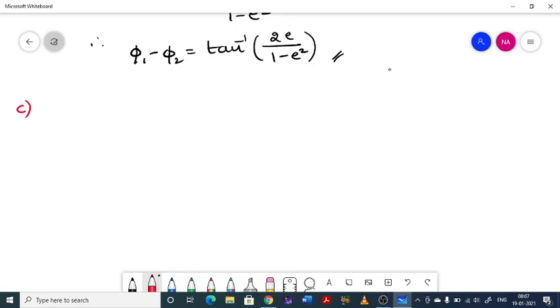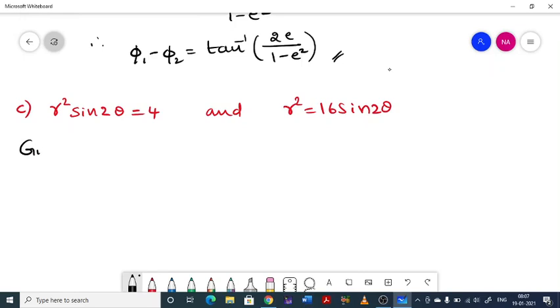Next, r square sin 2 theta equal to 4, and r square equal to 16 sin 2 theta. Now let us see what will be the angle of intersection of this pair of curves. So given r square sin 2 theta equal to 4 and r square equal to 16 sin 2 theta.